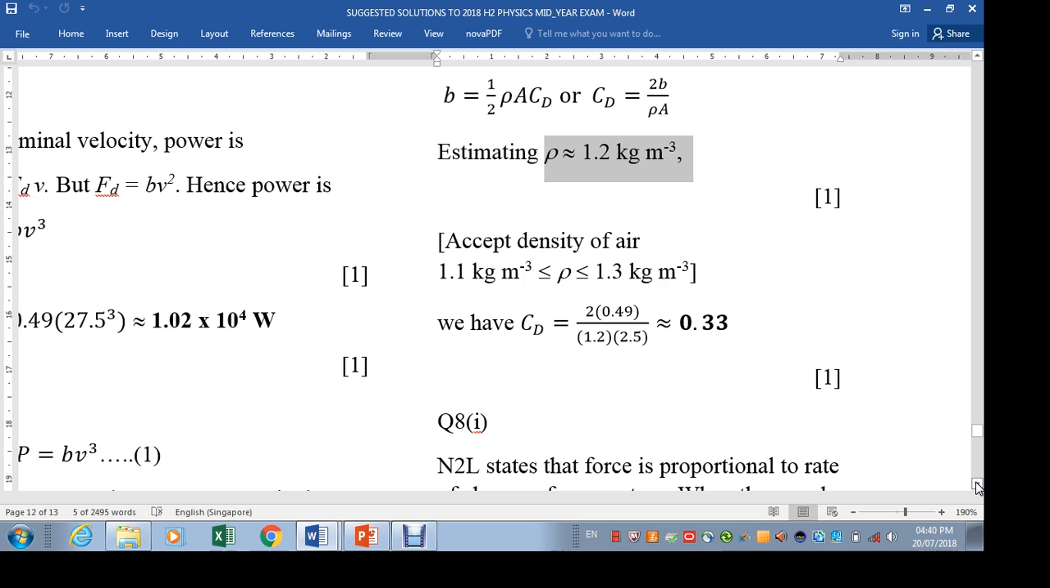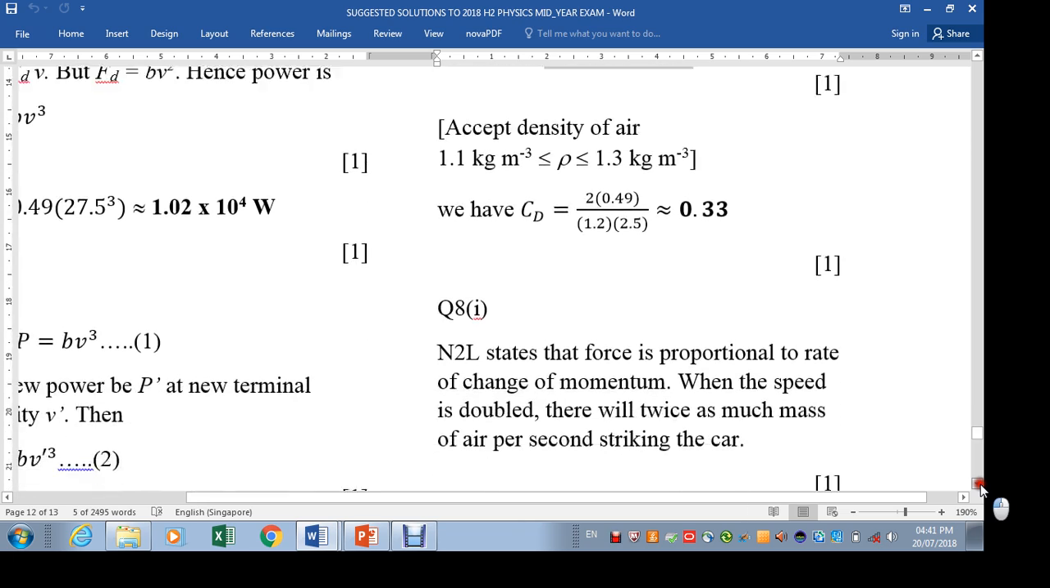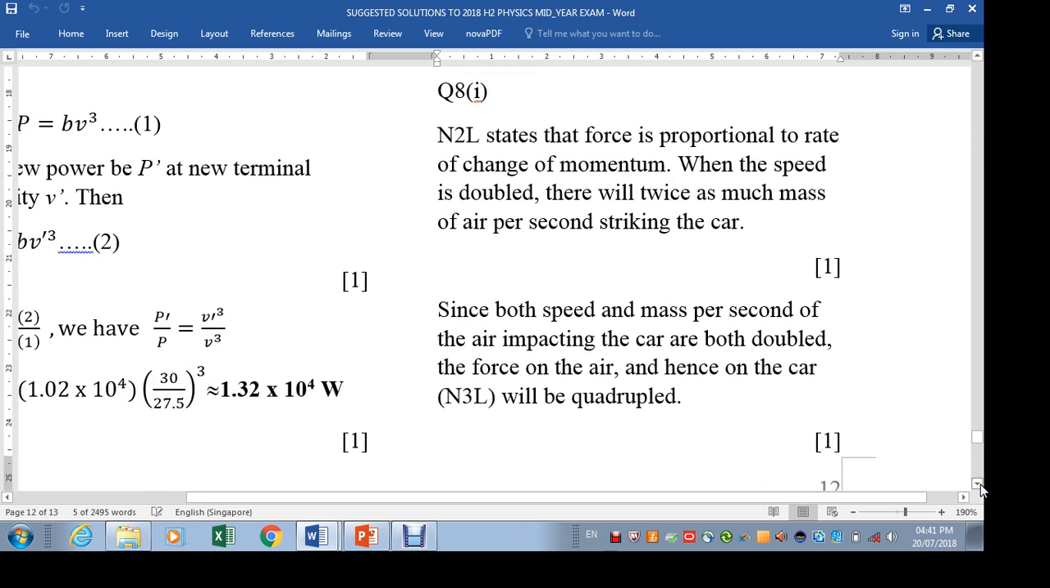Because they say on the basis of Newton's second law, they're asking for the physical reason behind. So you must analyze how the air molecules hit the car. That means you're asking the underlying reason, how do you even get BV squared in the first place? So you think about how the air molecules hit the car, so on and so forth. So there are actually 2 reasons. When the velocity is doubled, 2 things happen.